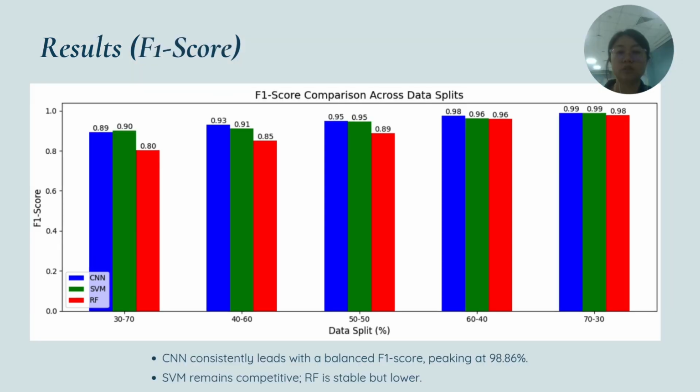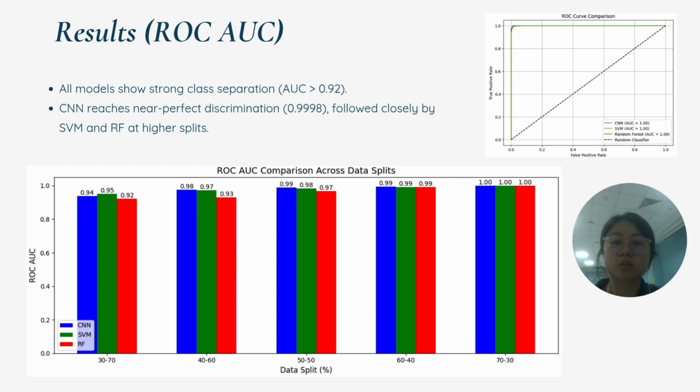For F1 score, CNN consistently leads with a balanced F1 score, peaking at 98.986%. SVM remains competitive, while Random Forest is stable but lower. For AUC-ROC, all models show strong class separation, with values greater than 0.92. CNN reached near perfect discrimination at 0.9998, followed closely by SVM and RF at higher splits.